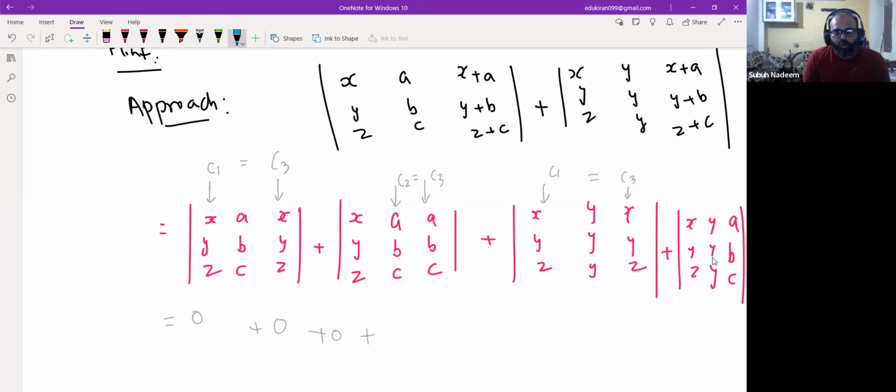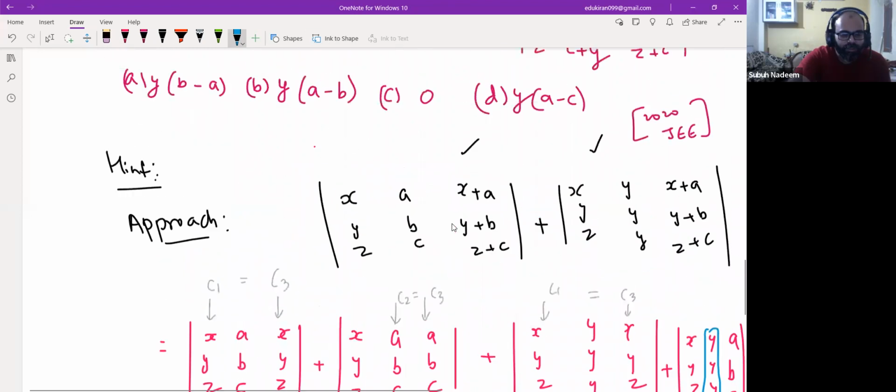Here, no two columns or no two rows have the same value. But in the second column, all of these are Y. So Y can be taken as a constant outside and it will be X, Y, Z, 1, 1, 1, A, B, C. So this is how we can write it in the next step.